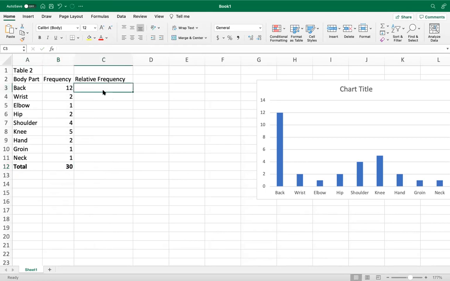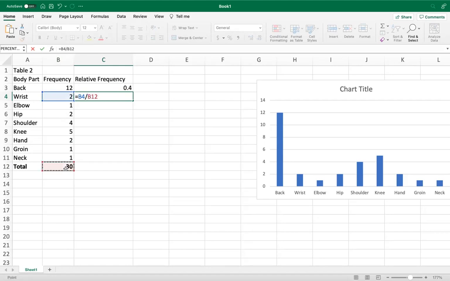Some more fun Excel work is going to be always start with equals, and for the relative frequency, all we have to do is this value divided by this number here. So that gave us 0.04. Perfect. That's exactly what we needed it to do. And let's have Excel do this work for us again. So this value divided by this value here.